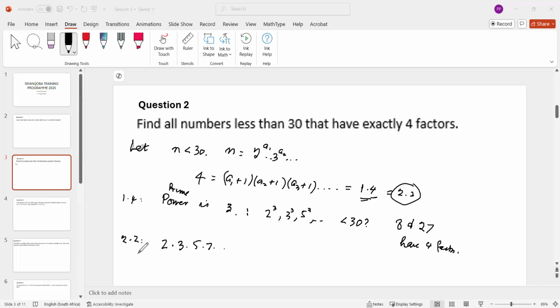But basically, there are only two factors. So you can't have a thing like this now. It has to be, say, 2 times 3. Now 2 times 3 has got 4 factors because this is 1 plus 1 times 1 plus 1. Right. So in other words, this gives you a product of two prime numbers. Any product of two prime numbers has four factors.